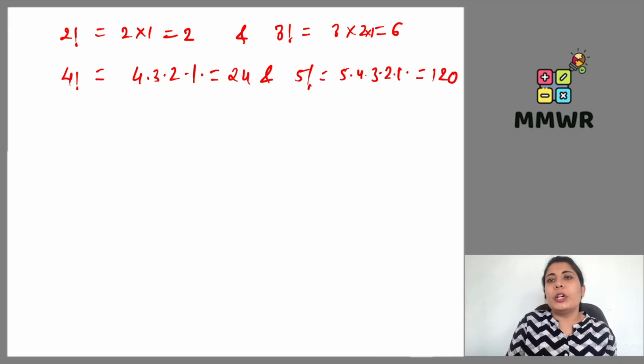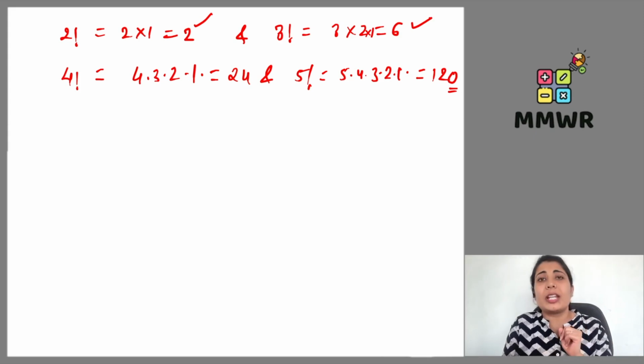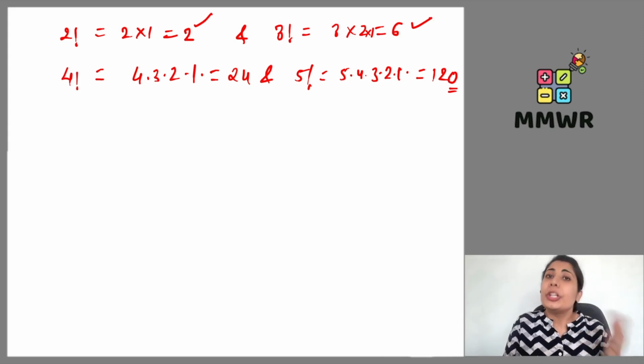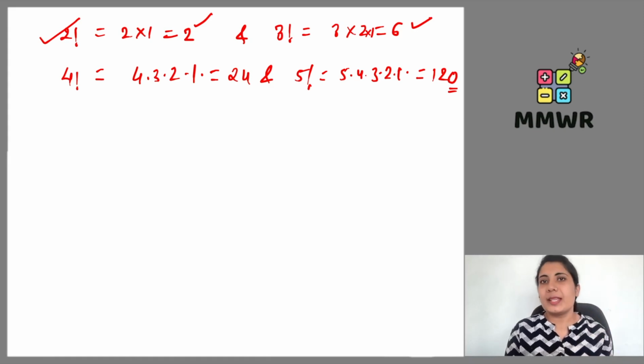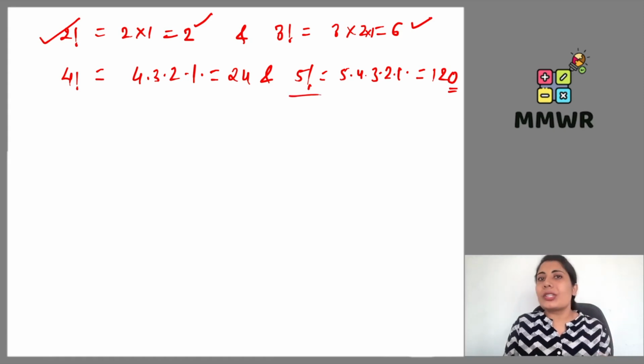Then we have, so the first zero. Until now no zero was coming at the end. 2 factorial has no zero at the end, 3 factorial also doesn't, 4 factorial also doesn't. Why? Because in 2 factorial there is 2 but 5 is not there. In 3 factorial also there is 3 but 5 is not there. In 4 factorial there is 2, there is 3 but 5 is missing. 5 factorial is the first one where we get the first zero.